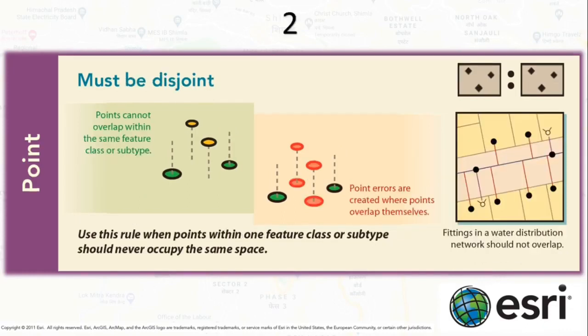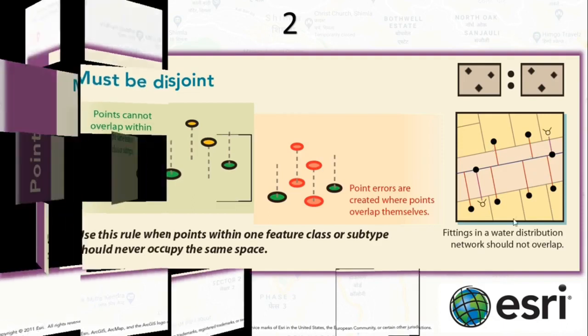The second is must be disjoint. This rule requires that points be separated spatially from other points in the same feature class or subtype. Any points that overlap are errors. This is useful for ensuring that points are not coincident or duplicated within the same feature class, such as in layers of cities, parcel lot ID points, wells, or street lamp points.